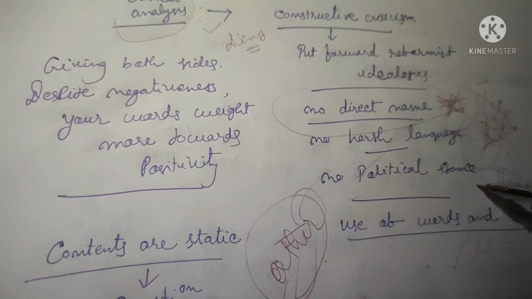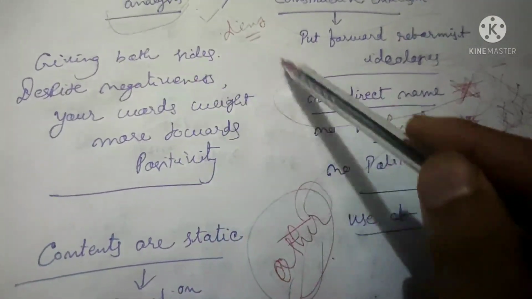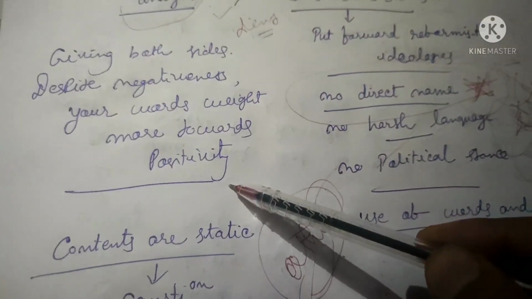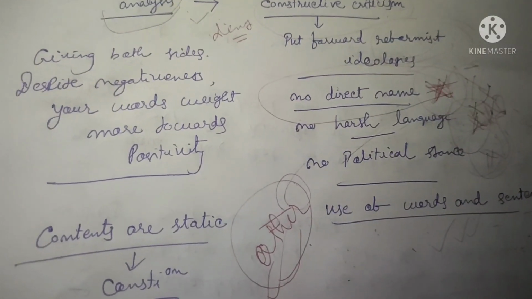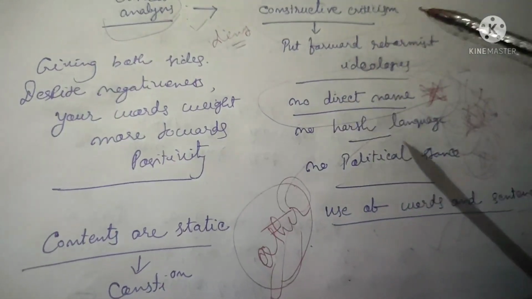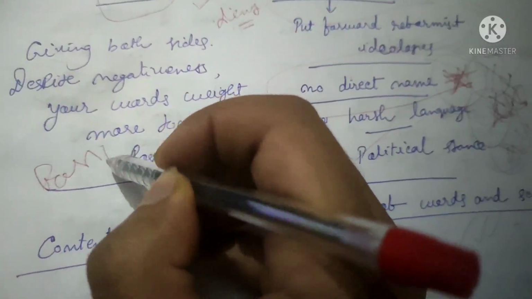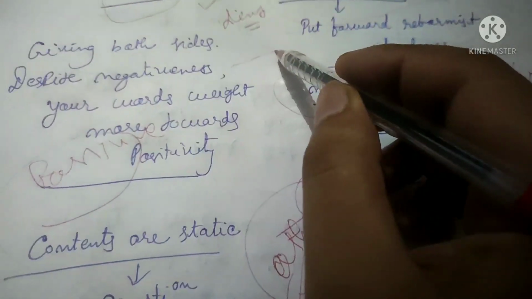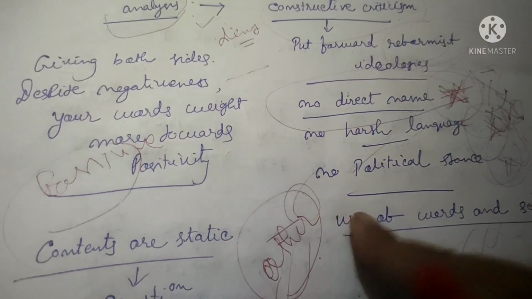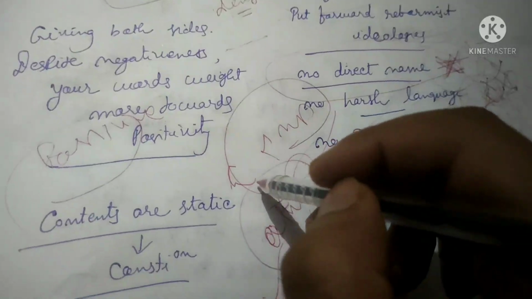Another important thing is that, to summarize constructive criticism in one line: giving both sides, and despite negativeness, your words weigh more towards positivity. That means when you are criticizing anything, you are giving both positive and negative sides. It is not that you are pointing out only negative sides. Equally, you have to give importance to the positive sides as well. And despite the negativity, the direction of the words, the implications of the words, are much more positive.